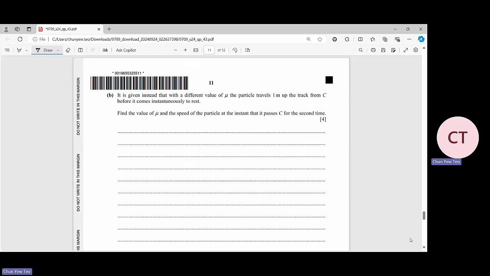Now they take away the value for the mu equal to 0.1. Now we do not know the new coefficient of friction. But with this new coefficient of friction, the particle is able to travel 1 meter along the track from the bottom. Can you give the maximum speed? The maximum height of the speed.